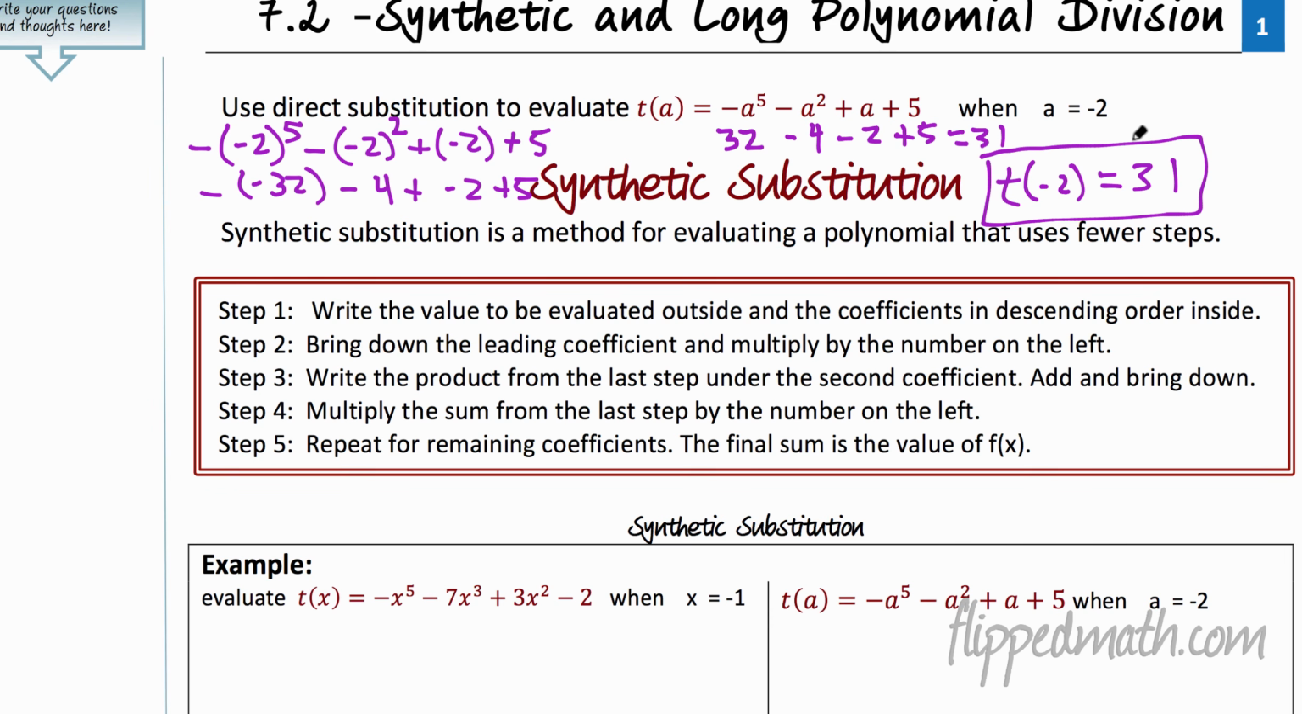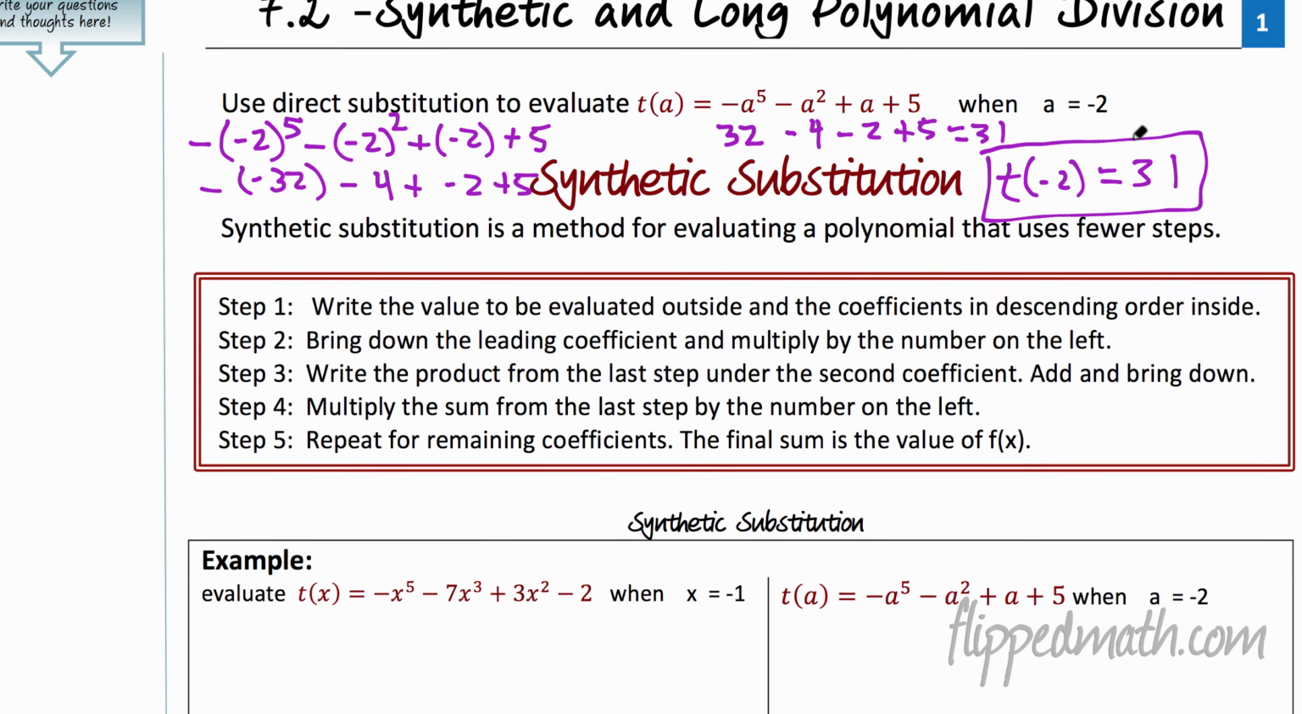But the steps are, as we said, step 1, you write down the value to be evaluated outside and the coefficients in descending order on the inside. You bring down a leading coefficient, you multiply, put the product underneath the next number, you basically add them as you're coming down, and you repeat the process until you're done. There, I summarized it. Let me show you how this works.